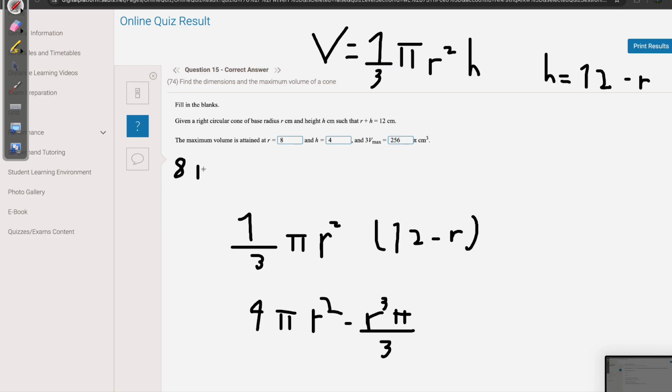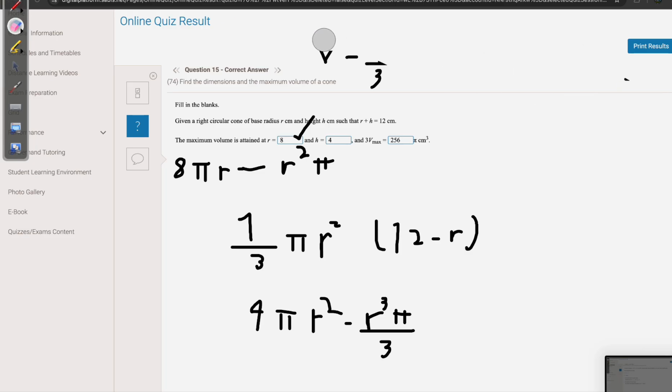So 8 pi r minus r squared pi. Then we're gonna put it on the calculator. We're gonna get 8 pi r minus r squared pi is equal to 0. We're gonna get r is 8. R cannot be 0. It's gonna give you two answers, r is 0 and r is 8. R cannot be 0. Come on, let's be serious. R cannot be 0 in this case.